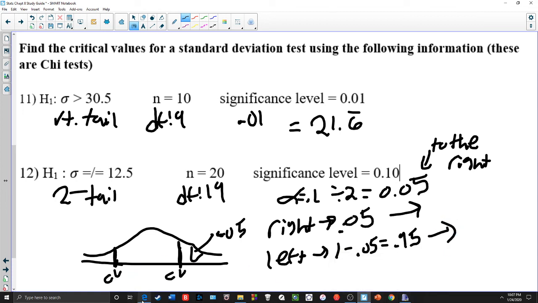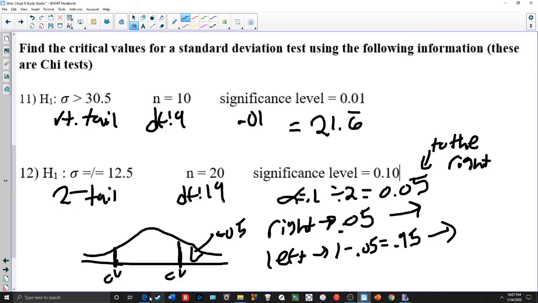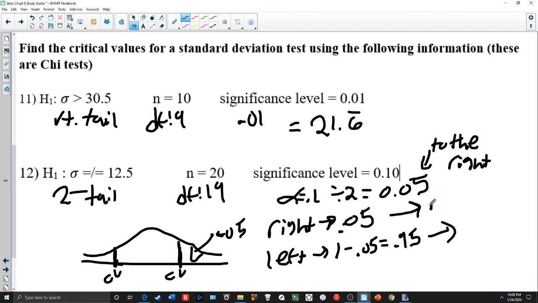So let's go to our table here. Remember, our degrees of freedom is 19, so we'll keep that in mind. Let's do the right one first because that might be easier. So 0.05, right here. And we have a total of 19 degrees of freedom, so 19 is right there. You figure out where they cross. So 19 degrees of freedom, 0.05 for chi-squared, we end up with 30.144 as my right one.